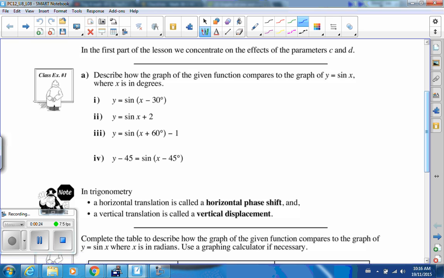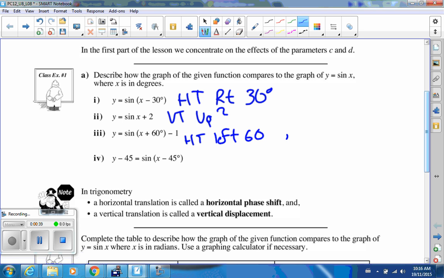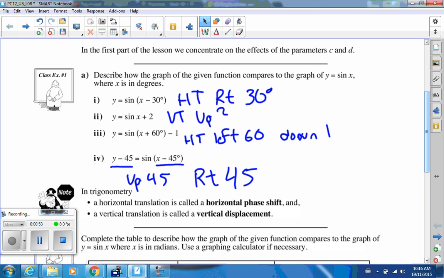This is going to be horizontal translation, right 30 degrees. This one's going to be a vertical translation up 2. This is going to be horizontal translation left 60 and down 1. And then this is going to be up 45 and right 45. Again, I need to be able to deal with it in replacement mode or mapping mode or the combination thereof, where I've got mapping and replacement going on. All those potentialities are all there, and I need to be aware of and responsible for all of them.